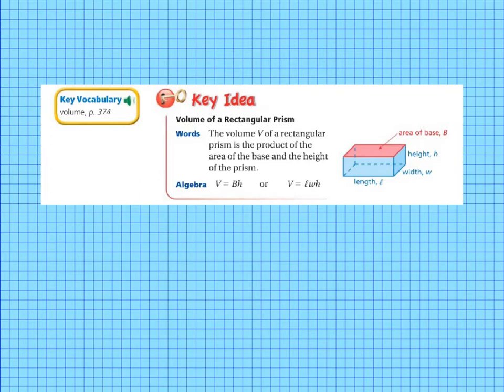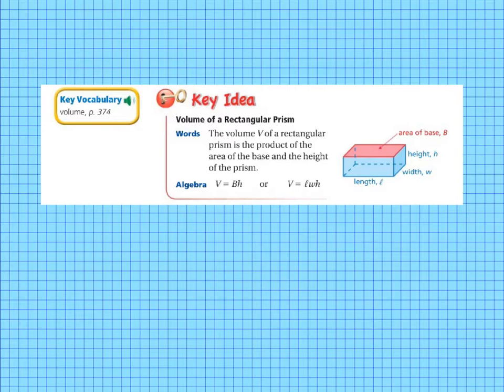Let's take a look at the key idea. It says the volume of a rectangular prism. In words, the volume, V, of a rectangular prism is the product, that means we're multiplying, of the area of the base and the height of the prism. So in algebra, it looks like capital V equals capital B. That capital B means that it's the area of the base. That's different than a lowercase b, which is just like the base of a triangle or the base of a rectangle. So uppercase B means it's an area.